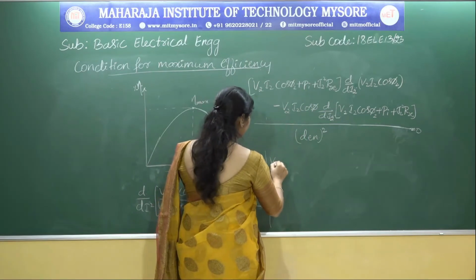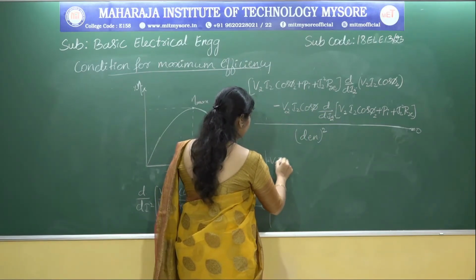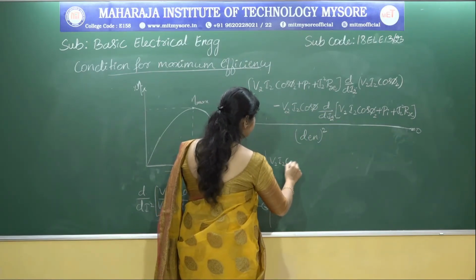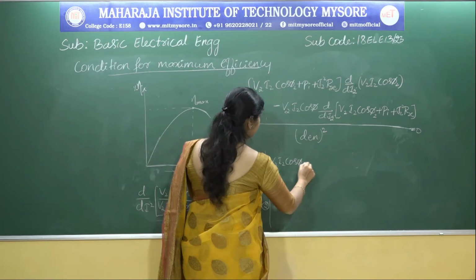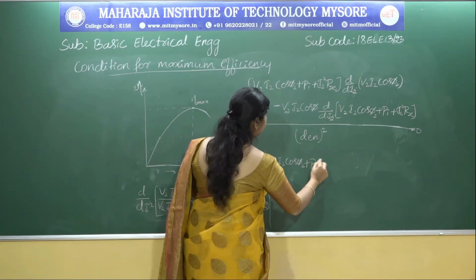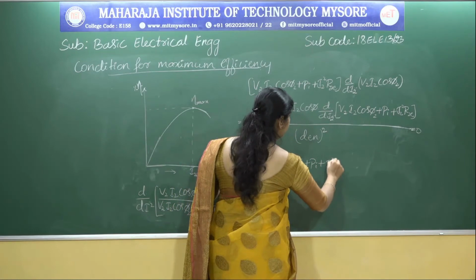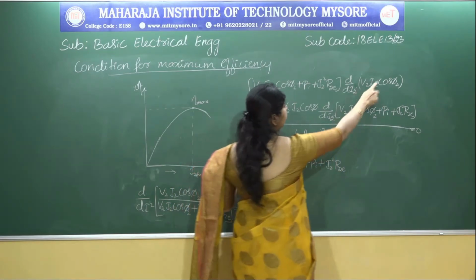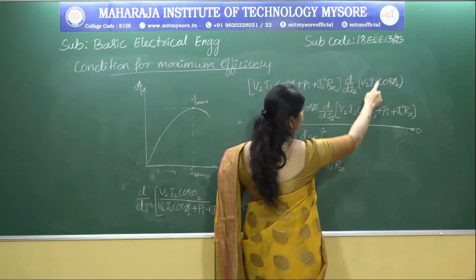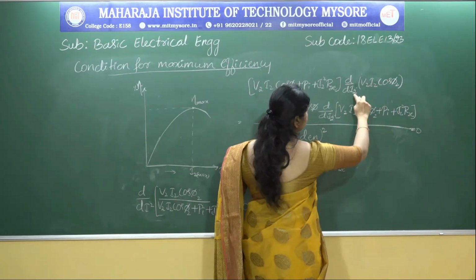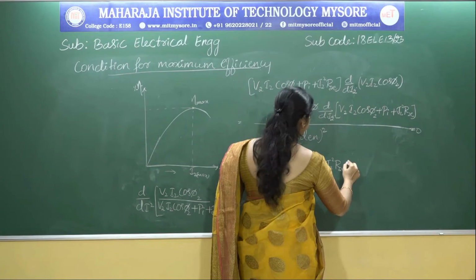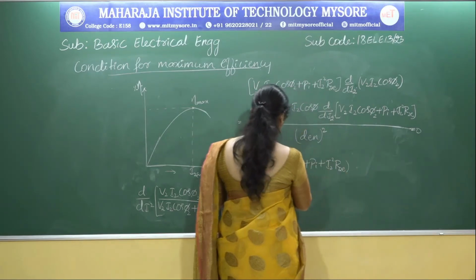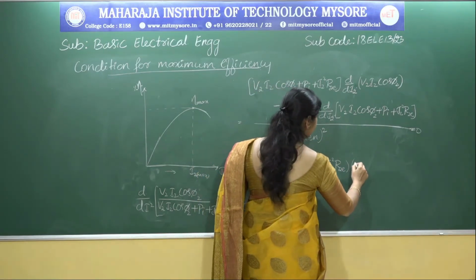Here we have V2 I2 cos phi 2 plus Pi plus I2 square R2E. Now we are differentiating with respect to I2. If we differentiate this equation with respect to I2, then we get this into what?